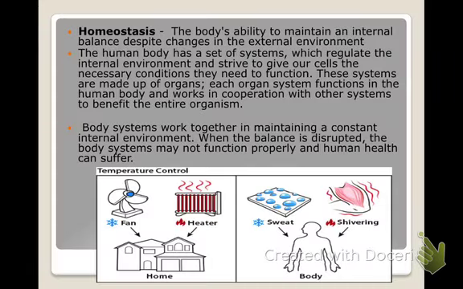And the last thing we need to talk about, I know this video is getting long, is homeostasis. So homeostasis is the body's ability to maintain a constant internal environment. Maintain an internal balance despite changes in your external environment. Okay, so it says the human body has a set of systems which regulate the internal environment and strive to give our cells the necessary conditions they need to function. These systems are made up of organs. Each organ system functions in the human body and works in cooperation with other systems to benefit the entire organism.